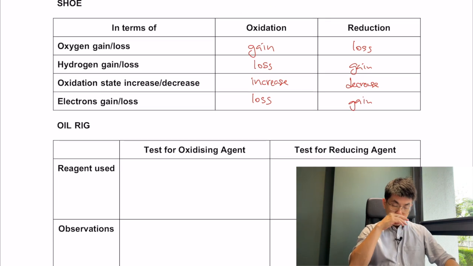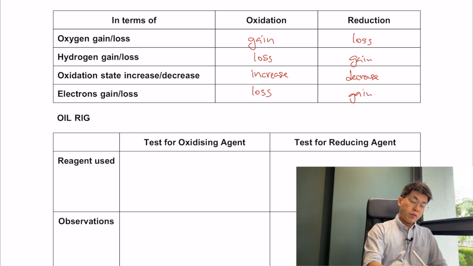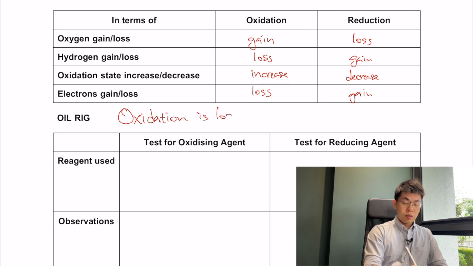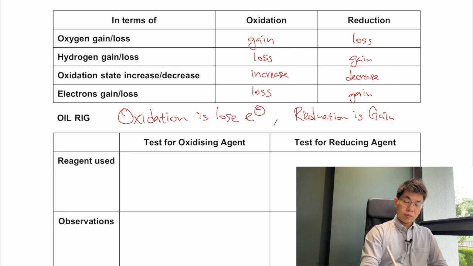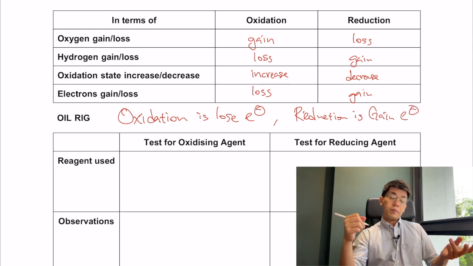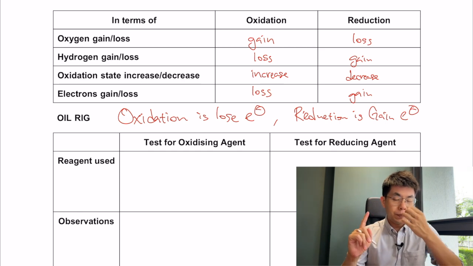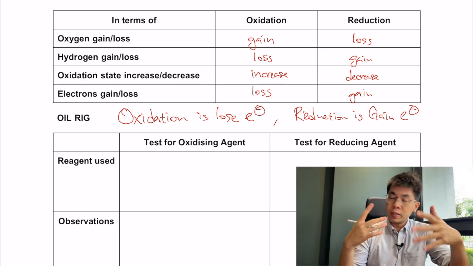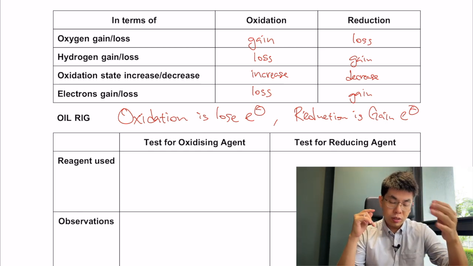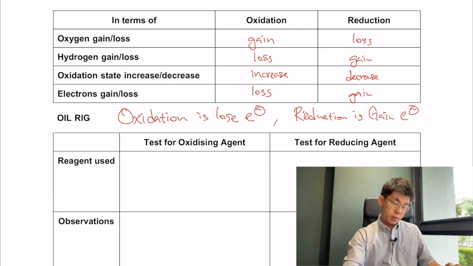Okay, we can also use OILRIG, which is very common, and OILRIG stands for oxidation is loss of electrons, and RIG stands for reduction is gain of electrons, right? You need to know how to calculate your oxidation states, and you also need to know how to write your explanations. Okay, the explanations is the one that will fetch the most marks, right?